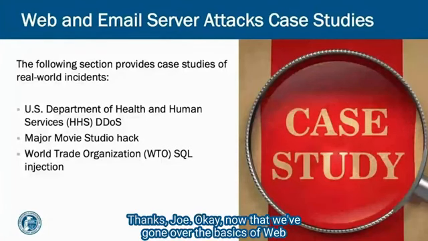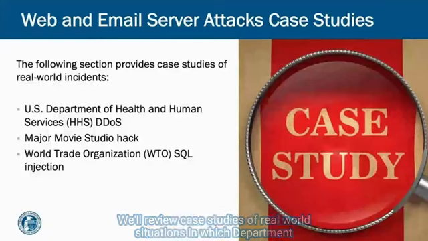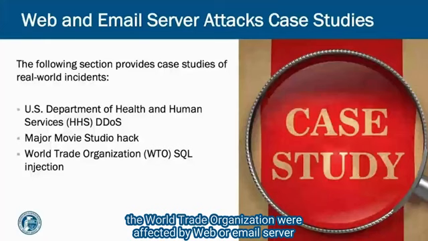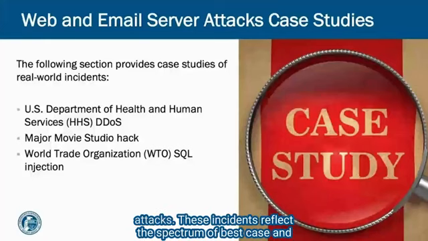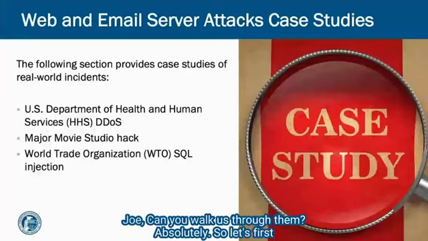Thanks, Joe. Okay, now that we've gone over the basics of web and email attacks, let's take a look at actual examples. We'll review case studies of real-world situations in which the Department of Health and Human Services, a major motion picture studio, and the World Trade Organization were affected by web or email server attacks. These incidents reflect the spectrum of best case and worst case scenarios for the respective organizations affected. Joe, can you walk us through them?